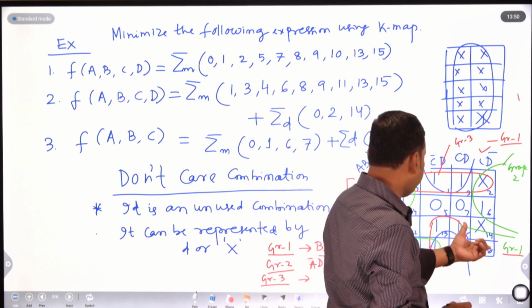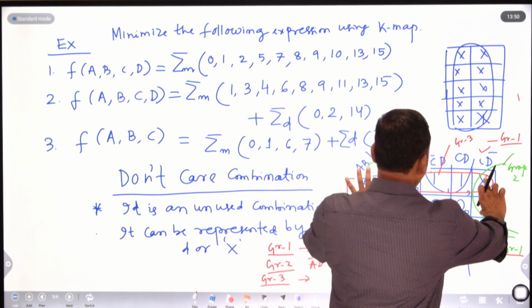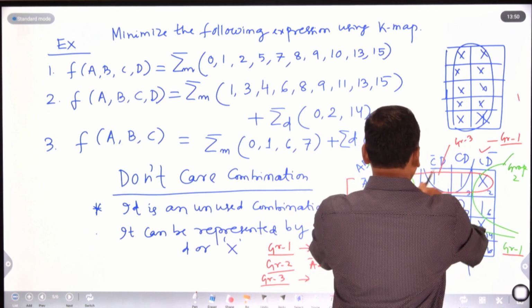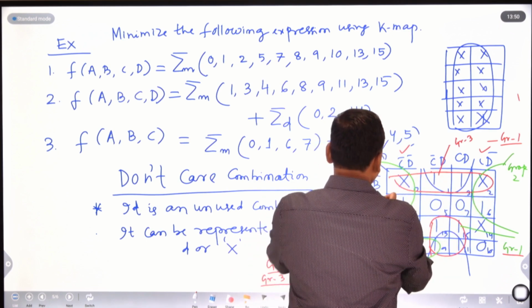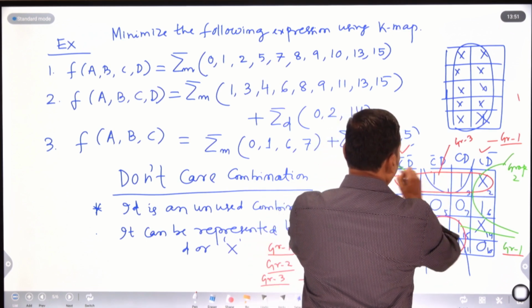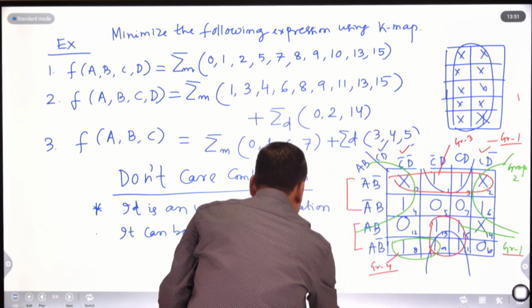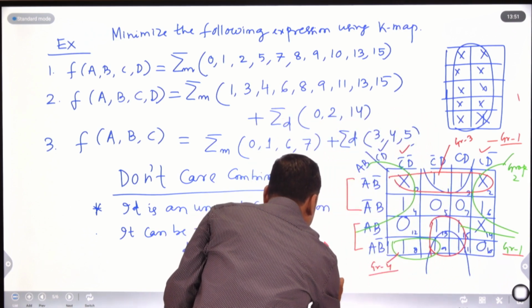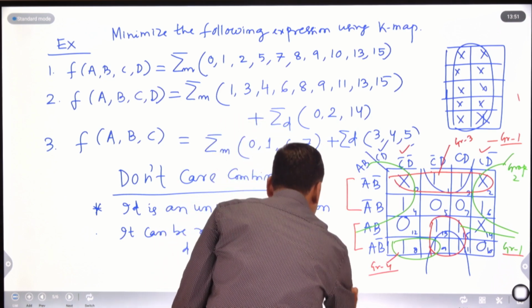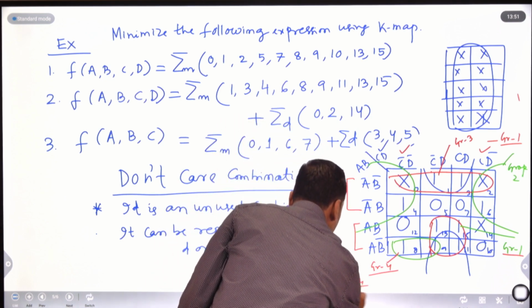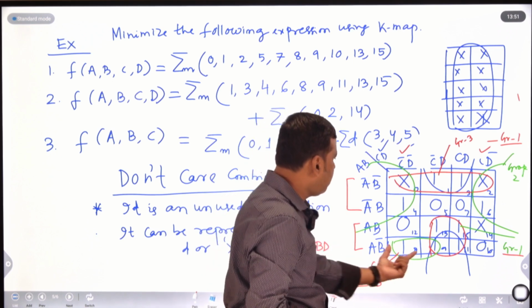This is your group 1, this is your group 2, and this is your group 3. In group 3, this is a quad. In group 3, there is A bar, B bar, and all are different. Group 3, that is your A bar, B bar, A bar, B bar. Then group 4, what will we get? Group 4, this is your pair.